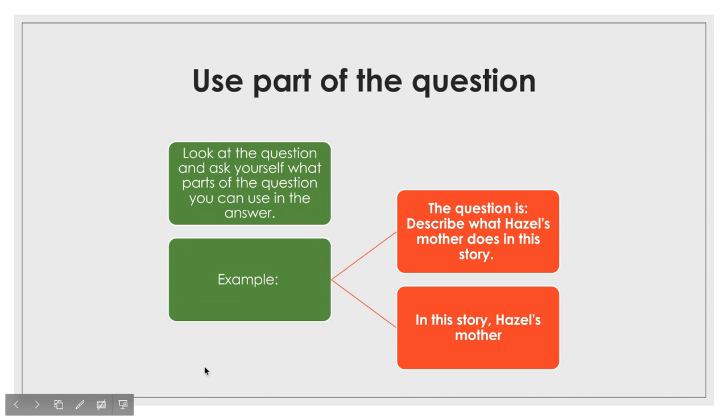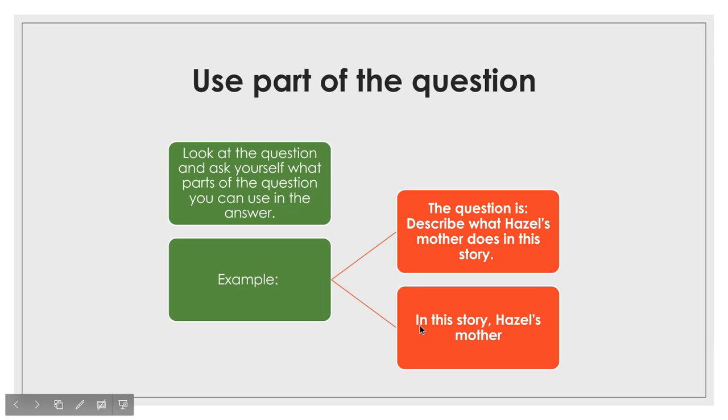Step number 1, use part of the question. In this step, we have to look at the question and ask ourselves, what part of the question can we use in the answer? Here's an example. This is based on the story titled Hazel's Bike Ride. The question is, describe what Hazel's mother does in this story. So I took the words in this story, which are here in the question, and Hazel's mother.